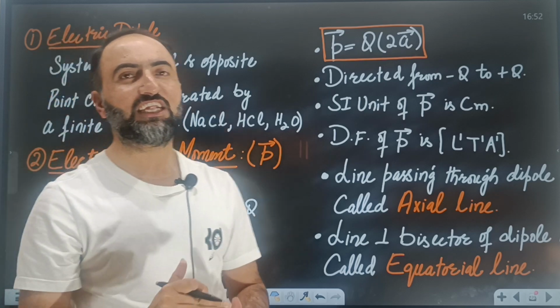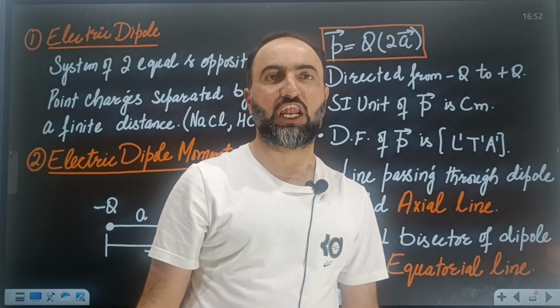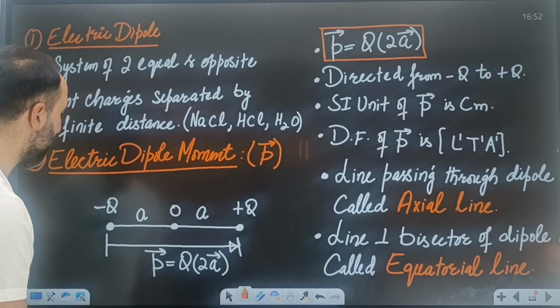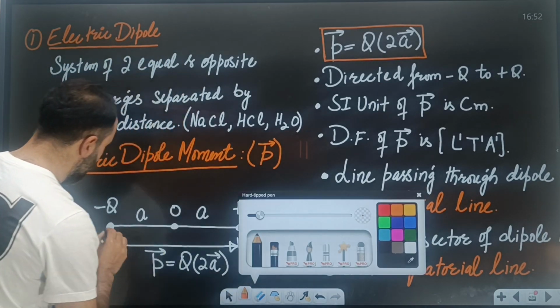ठीक. Now there are two technical terms, that is what we mean by axial line and what we mean by equatorial line. The line that passes right through the dipole, that's called axial line, and the line that's perpendicular bisector of the dipole, that's called equatorial line. This very line, for example here I will draw a line like this.